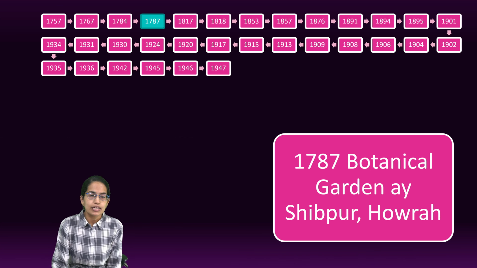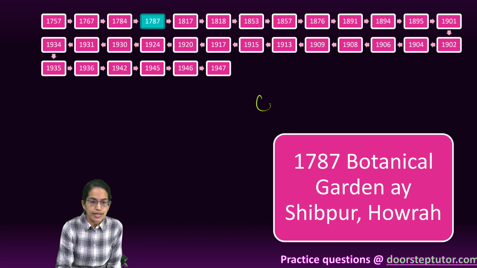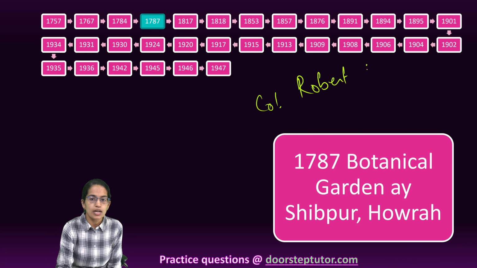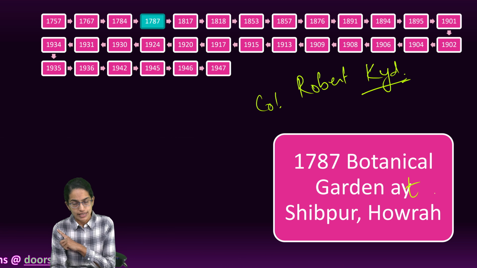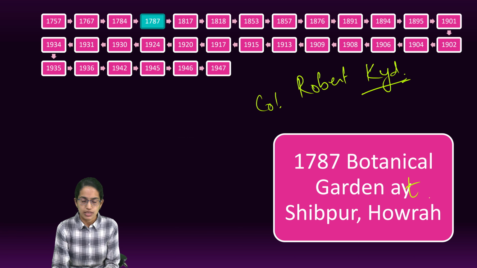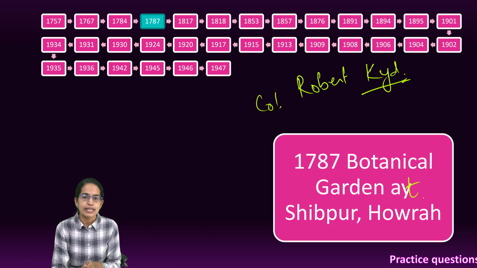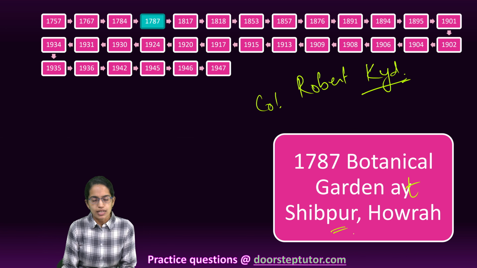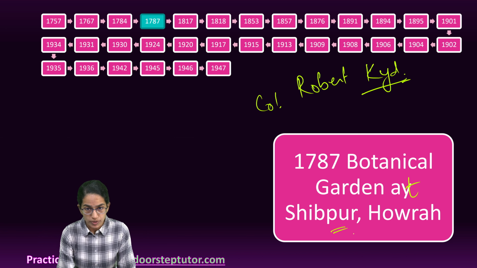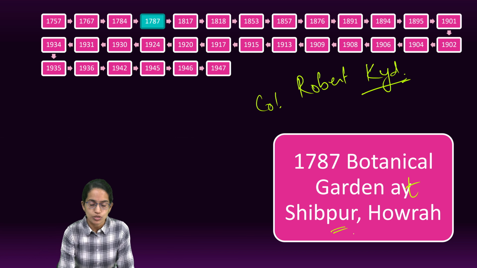What happened in 1787 was that the Britishers, under Colonel Robert Kyd, established the Botanical Garden. It was called the Calcutta Botanical Garden, however later on it was renamed as Acharya Jagdish Chandra Bose Botanical Garden. This botanical garden was established in Shibpur, Howrah, Calcutta. The idea was to have knowledge of the botanical woods, and also this was the place closer to Burma from where the teak was brought, mainly for the development of railway wagons.